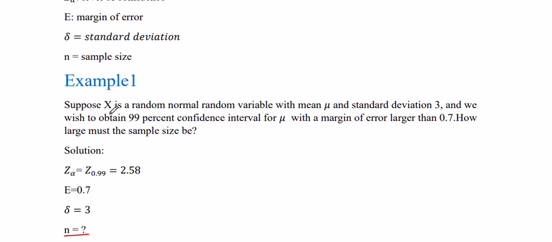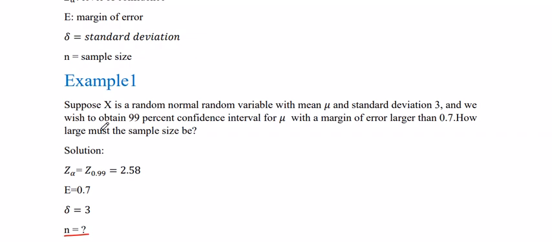Example 1 states that suppose x is a random variable with mean mu and standard deviation 3. We have been given the value of our standard deviation to be 3, and we wish to obtain a 99% confidence interval for mu with a margin of error not larger than 0.7. How large must the sample size be? This is the question. They want to find out how large our sample size is going to be.